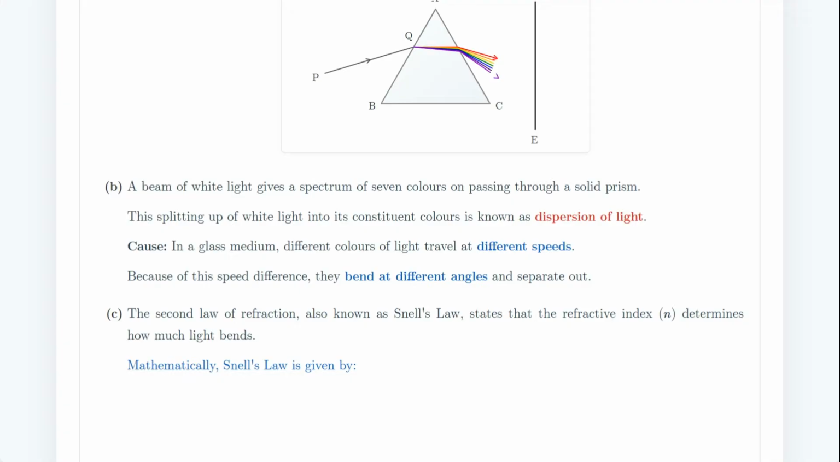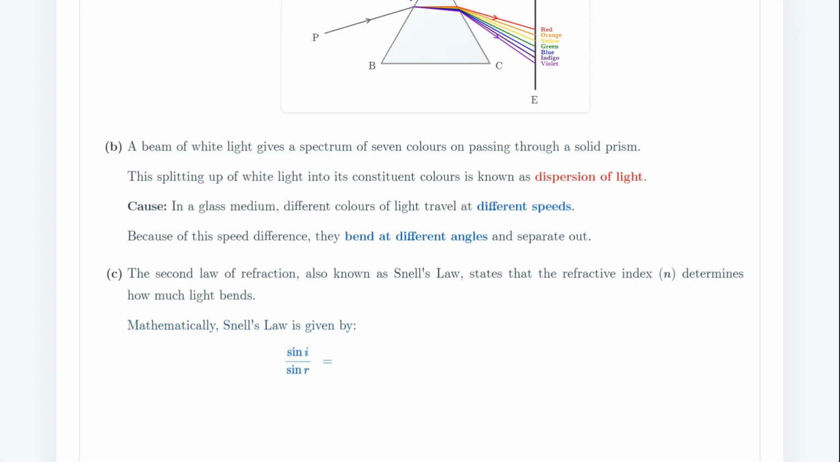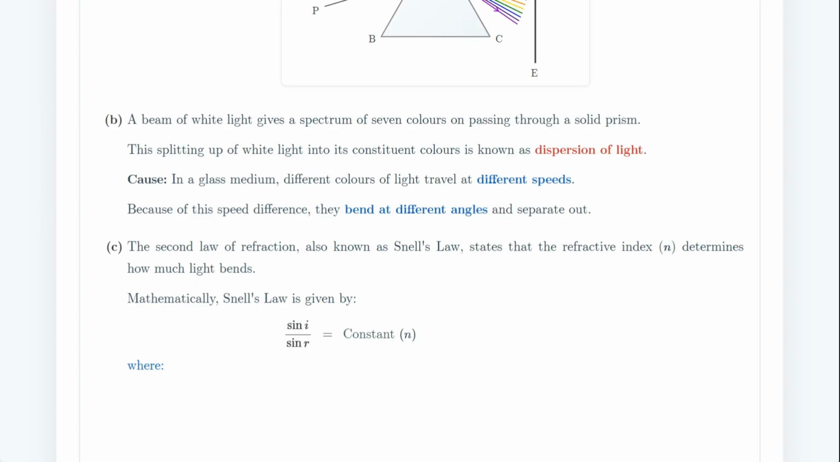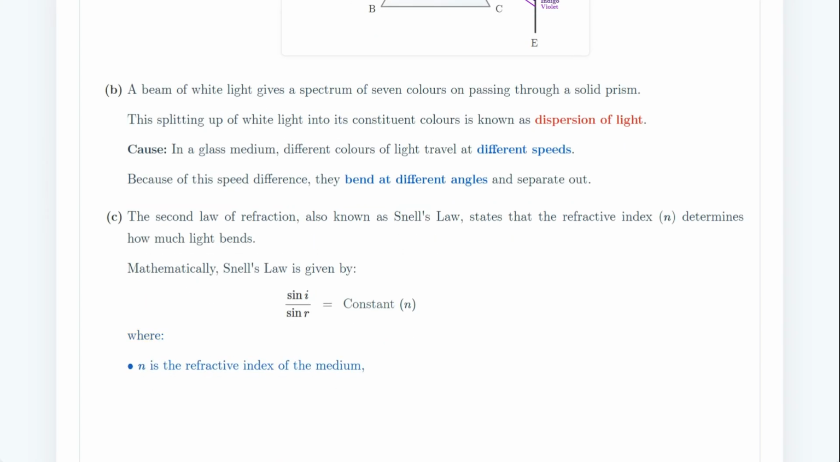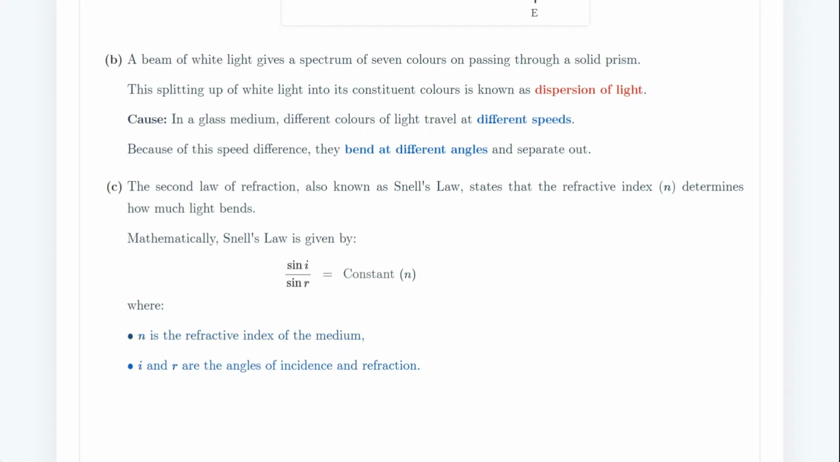Mathematically, Snell's law is given by sin i divided by sin r equals a constant n, where n is the refractive index of the medium, and i and r are the angles of incidence and refraction.